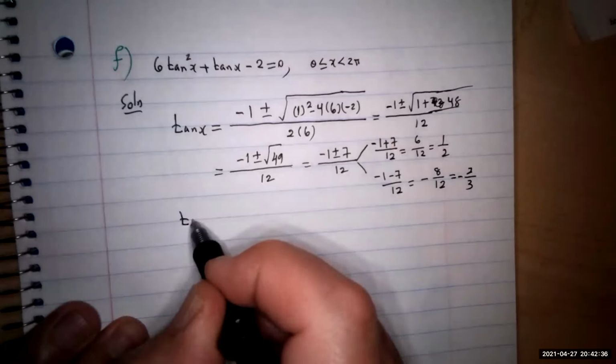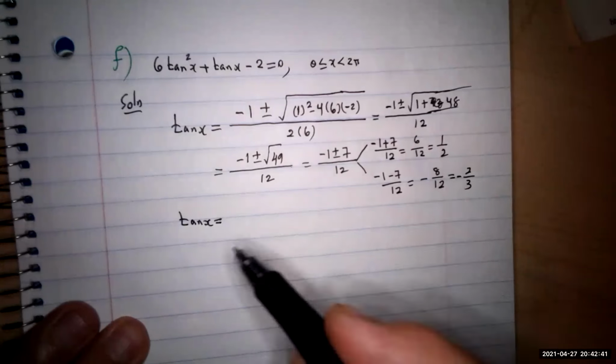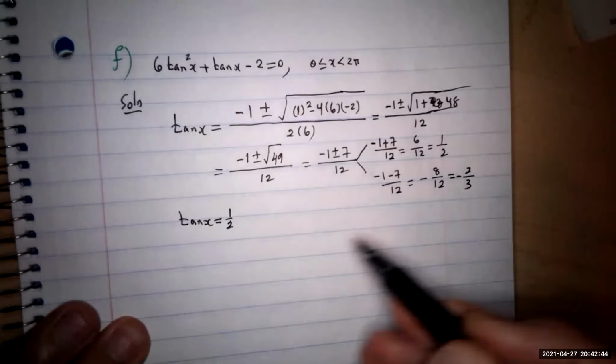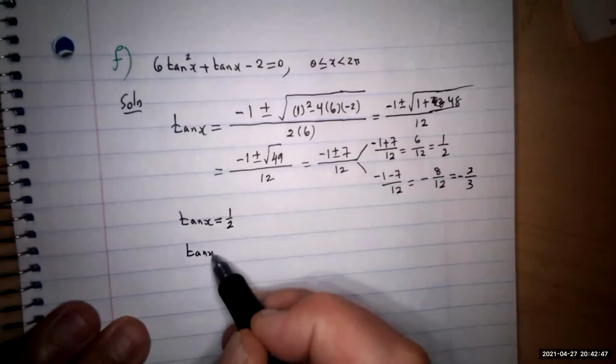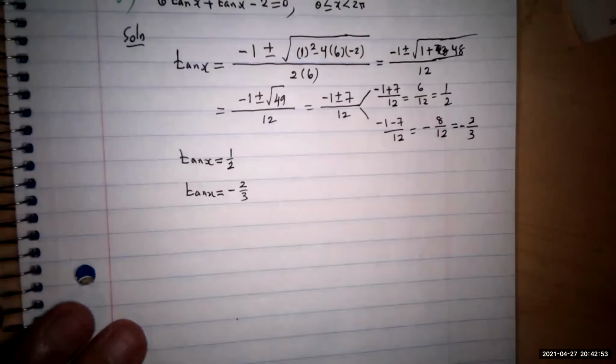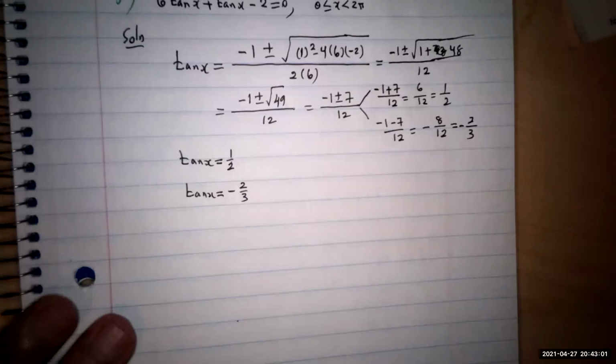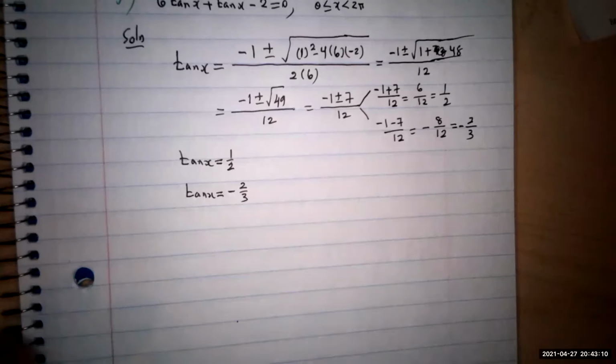Okay, so the tangent of x is going to be equal to the half, and the other one is going to be the tangent of x equal to -2/3. Both numbers are going to be unknown, so this is where you have to use your calculator to get these numbers. The tan inverse on your calculator would give you these numbers.